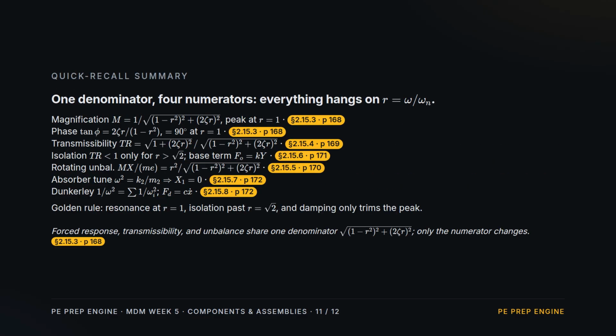Quick recall. Magnification, phase, transmissibility, and unbalance all share one denominator, the root of 1 minus R squared squared plus 2 zeta R squared, and only the numerator changes. The response peaks at R equals 1. Force isolation needs R past root 2. A tuned absorber can null the main mass entirely. Golden rule. Everything hangs on the frequency ratio, and damping only trims the peak.